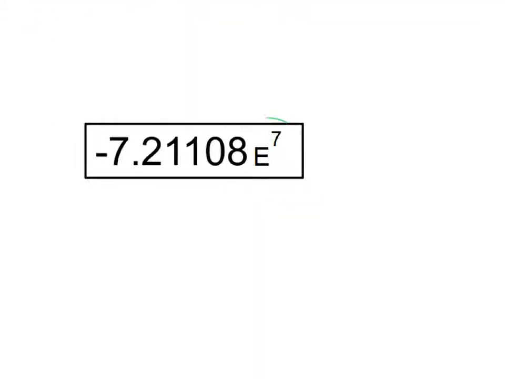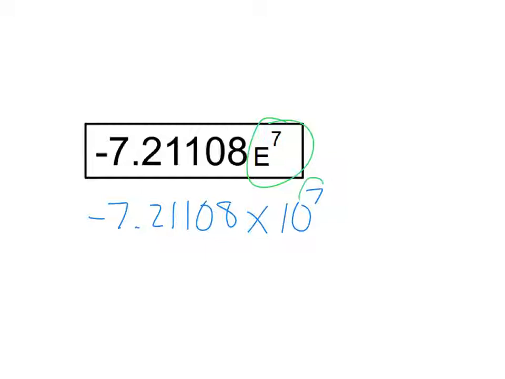Okay, now you also might see this weird E thing, and E7 means times 10 to the 7th power. The E is just another way to write that times 10, okay? So in scientific notation, this one will look like negative 7.21108 times 10 to the 7th. Okay, and it's a positive exponent, right? So we're going to move to the right. Negative 7.21108. 1, 2, 3, 4, 5, 6, 7 places.